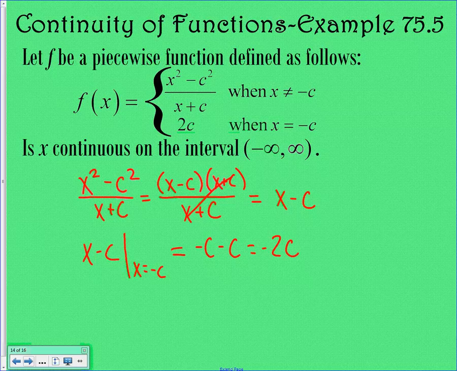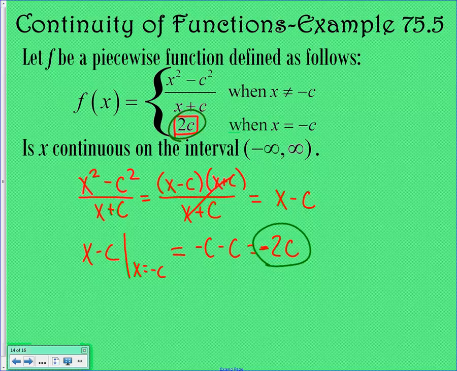Now if you look here, if I have 2c, there's not an x for me to plug in. And so, do these two equal each other? Well, I have a negative 2c, and then I have a 2c. Those aren't the same, so is the function continuous? No, it would not be. Okay? So since these two don't equal each other, we have negative 2c and we have 2c. Those would not be a continuous function.